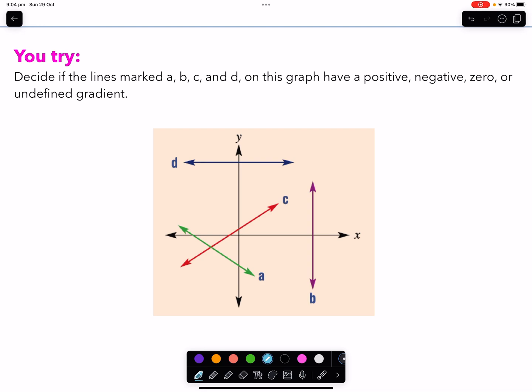So it says, decide if the lines marked A, B, C, and D on this graph have a positive, negative, 0, or an undefined gradient number. So let's quickly look at it. So A, is that a positive, negative, undefined, or a 0 gradient? B, etc., etc. So I'm going to hit pause. 1, 2, 3, hit pause and try the question.